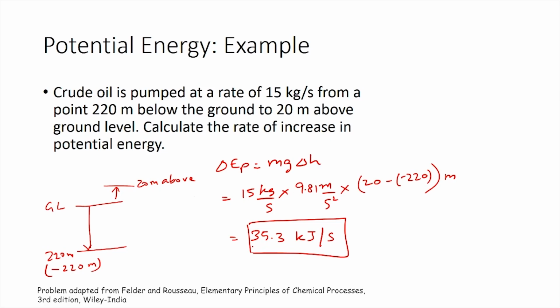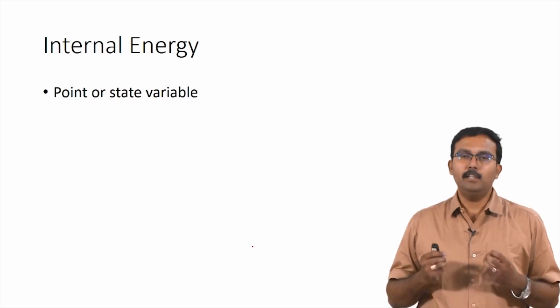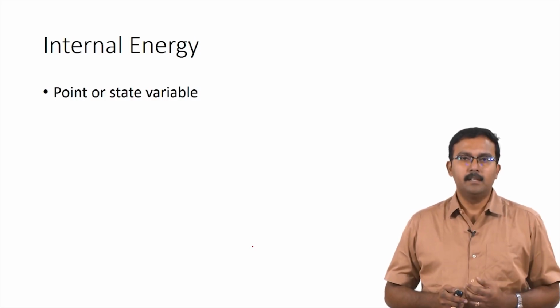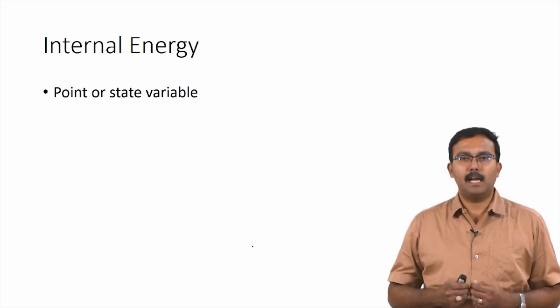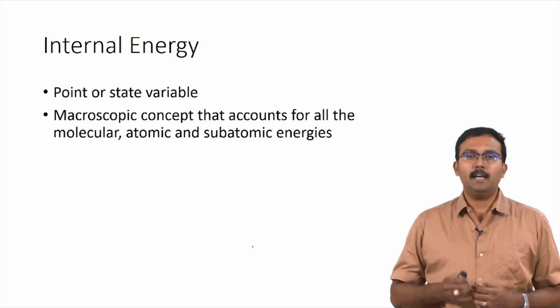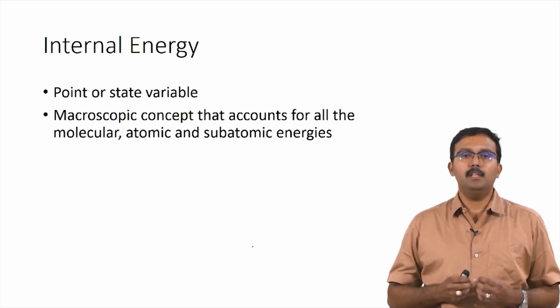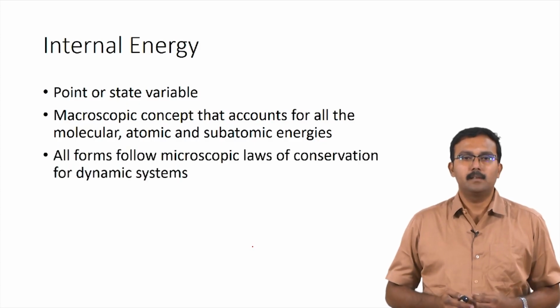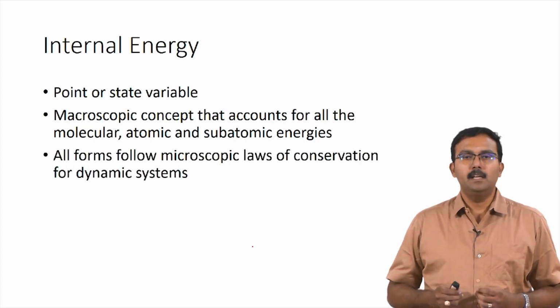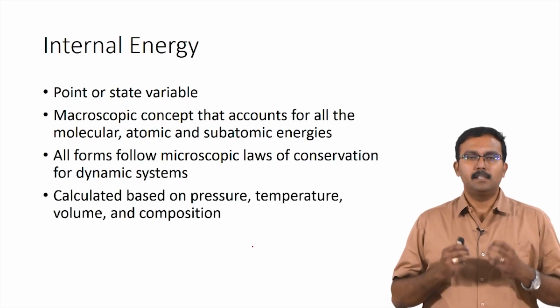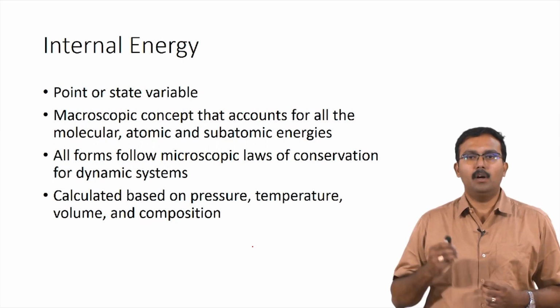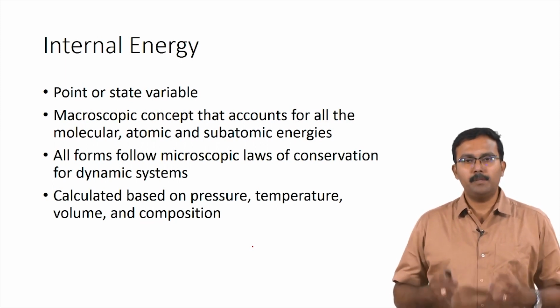Let us now move on to the third type of energy which is possessed by a system. It is called the internal energy. Internal energy is a point or a state variable, which I had already mentioned. So, this is an important property which we will exploit when we perform energy balance calculations throughout the course. It is a macroscopic concept that accounts for all the molecular, atomic and subatomic energies. All forms of this energy will follow the microscopic laws of conservation for dynamic systems. This internal energy is calculated based on pressure, temperature, volume and composition of the system.